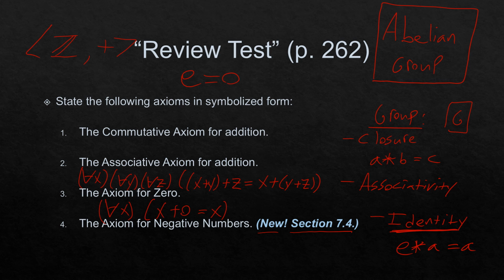And finally, for a group, you have an inverse. And in abstract algebra, this is generally written as A star A to the minus 1 is equal to E. And this is where the axiom for negative numbers comes into play, because we have for all x, x + (-x) is equal to 0. So E, once again, happens to equal 0.